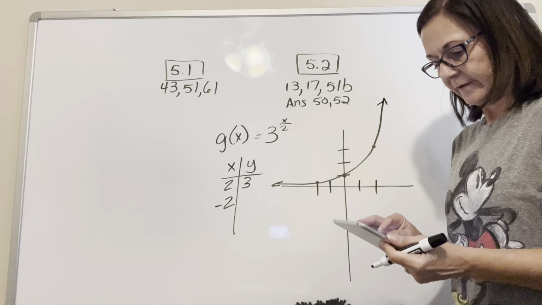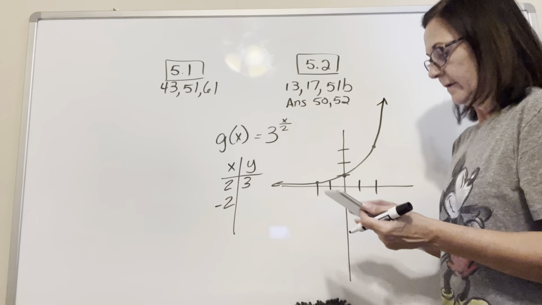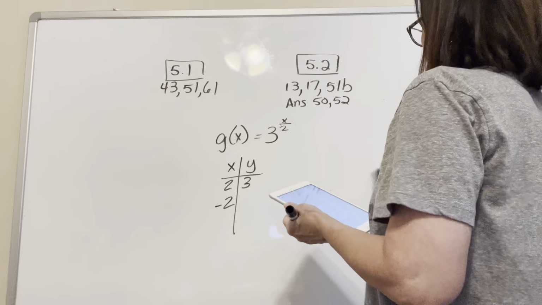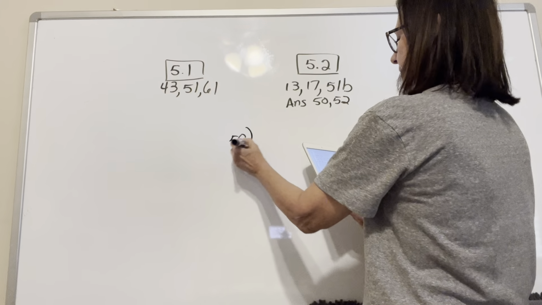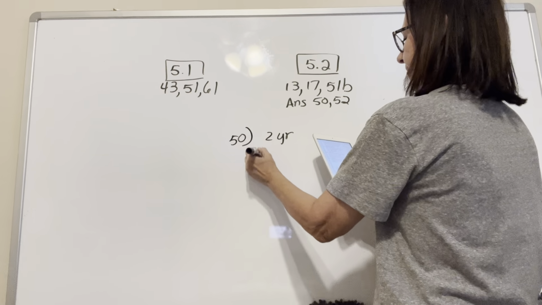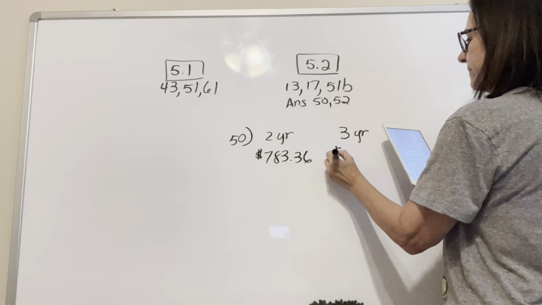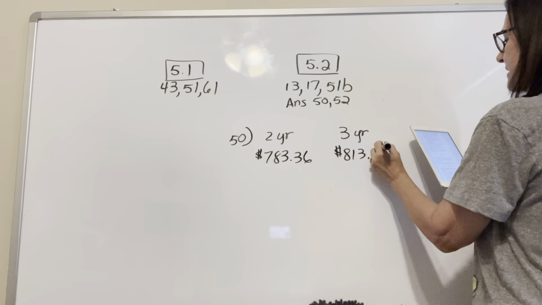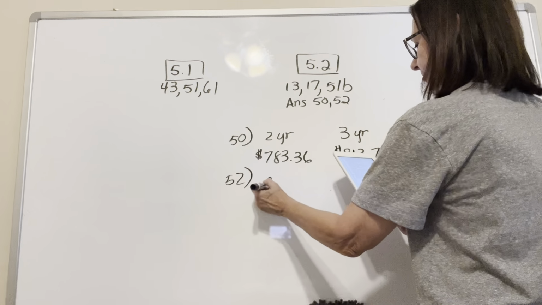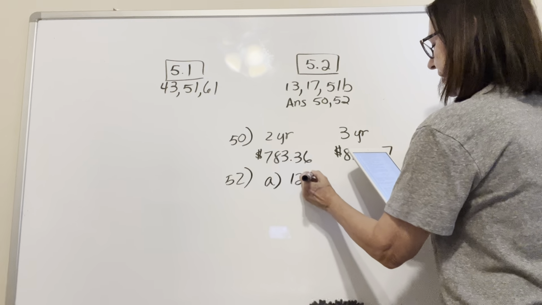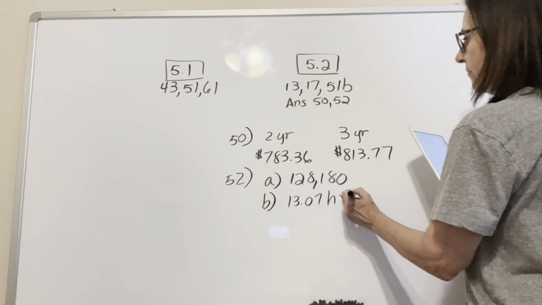All right, 51b. Well, let me give you the answers to 50 and 52. All right, I'll write them. 50: after 2 years, it's $783.36. After 3 years, $813.77. For 52, A is about 128,180. B is 13.07 hours.